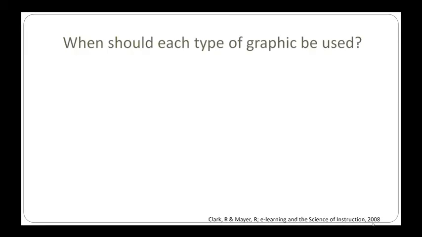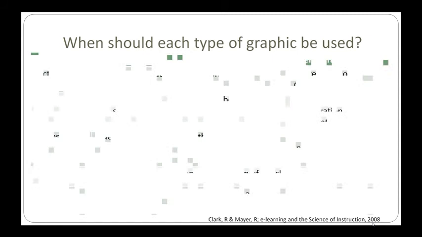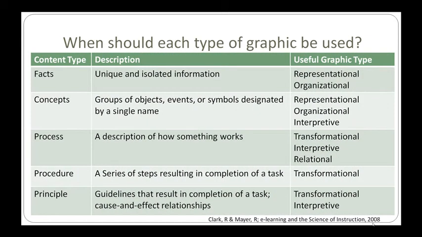Okay, now that we've looked at different types of graphics used in multimedia education, it is important to understand when each type should be used and when they can be most effective. Here's a chart that shows some of that information. On the left-hand side we have different types of content, facts, concepts, etc. In the middle column we have a description about the content type, and on the right-hand column we have what useful graphic types could be used to represent that content type. As you can see with the content type of concepts, there may be more than one useful type of graphic.